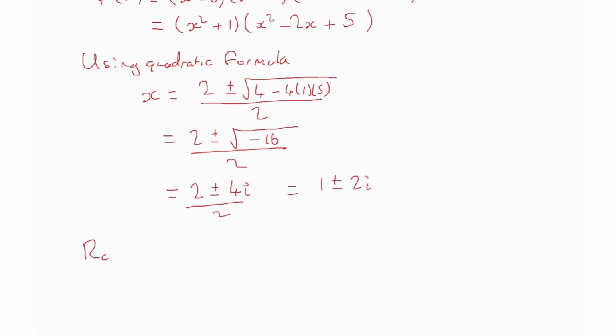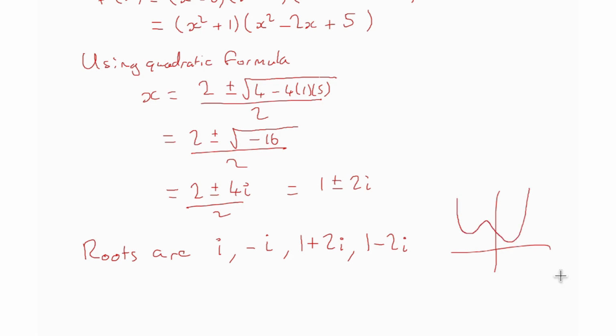That means our roots, just to make it very clear at the end, our roots are, we had i that we were given, the conjugate of that is minus i, 1 plus 2i, and the conjugate of that is 1 minus 2i. So we have 4 complex roots here for this particular quartic. There are no real roots. What that means is the graph of this quartic never crosses the x-axis, so maybe it does something like this. Never crosses the x-axis, but it does still have 4 roots. They're just all complex roots.